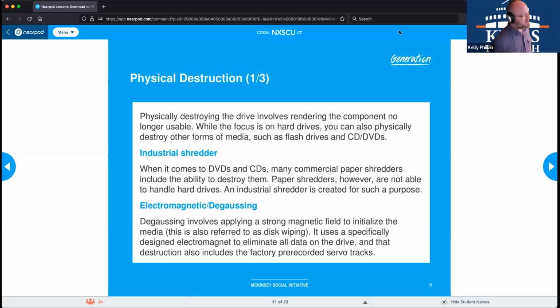Other than that, and again, this is specifically for mechanical drives, you have electromagnetic degaussing, which uses really powerful magnets to create a very strong magnetic field, and that basically destroys all data on the hard drive so that it is completely unusable. That also includes the factory pre-recorded tracks on the platter. It even destroys those. So the only way you could utilize something after this would be a low-level format. But this would destroy all that data prior to doing that.